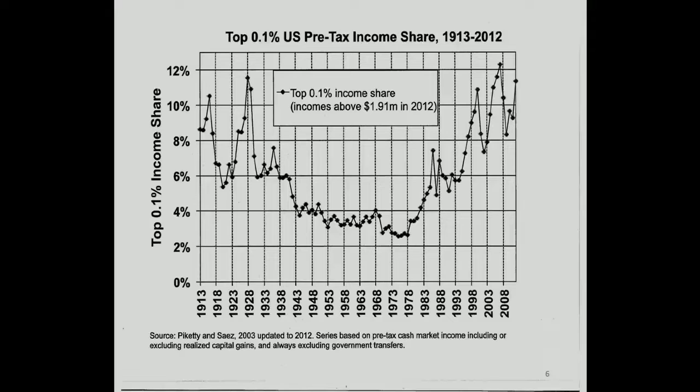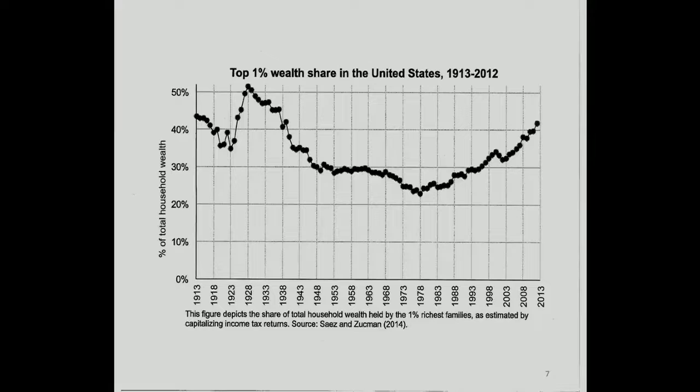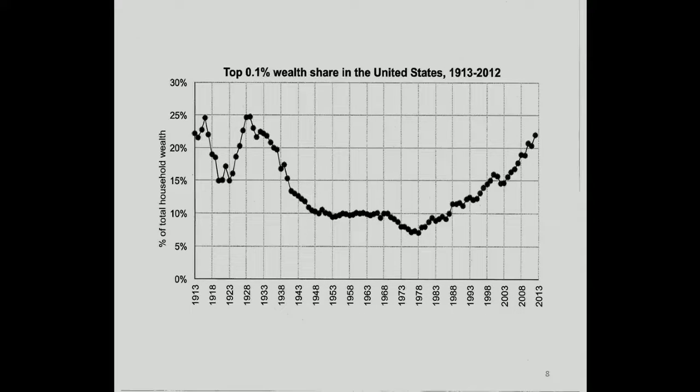This is the top 1/10 of 1%. Now we're talking a few 10,000 families that really have big bucks. And the same share. This is wealth instead of income. And what it shows you is the top 1% have about over 40% of the wealth of the country. This is the top 1/10 of 1%. So the same pattern holds again and again.